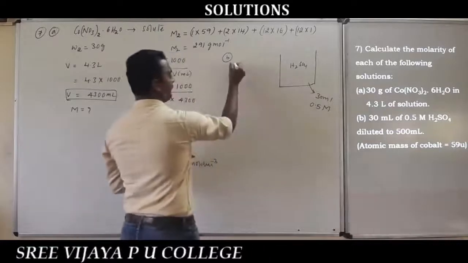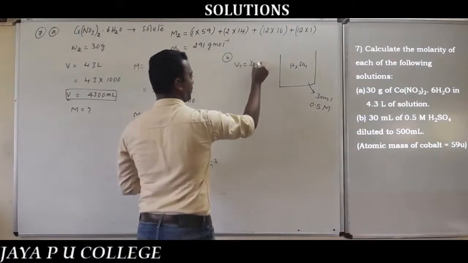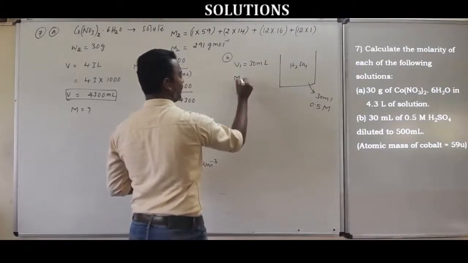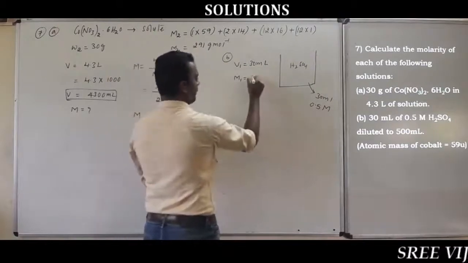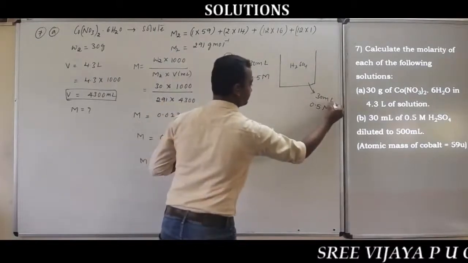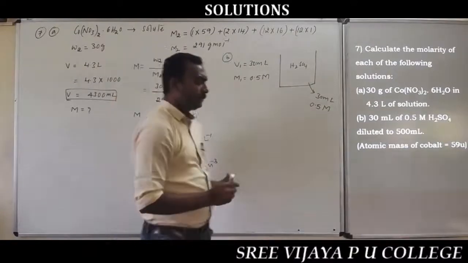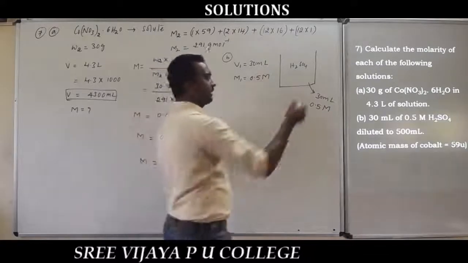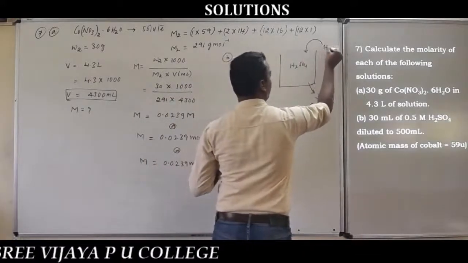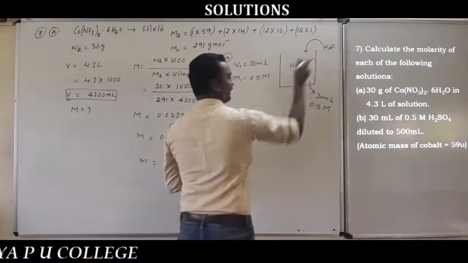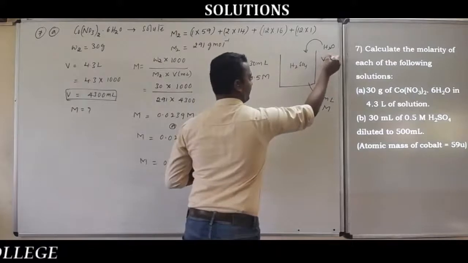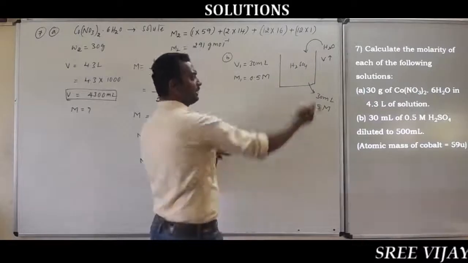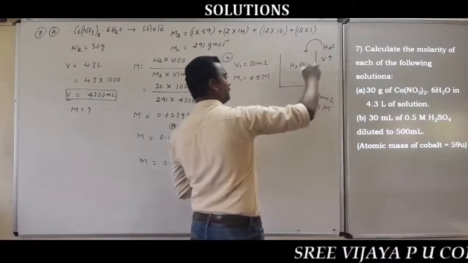So what we do is V1, that is the initial volume, is equal to 30 ml. Next, the initial molarity, that is M1, is 0.5 molar. Now it is diluted to 500 ml. Dilution is nothing but to the solution we are going to add water. When we add this water, the volume automatically increases, right? Because when you add this amount of water, the volume of solution rises.